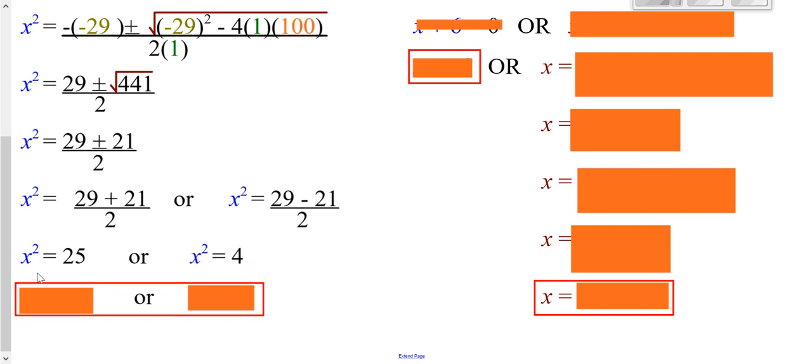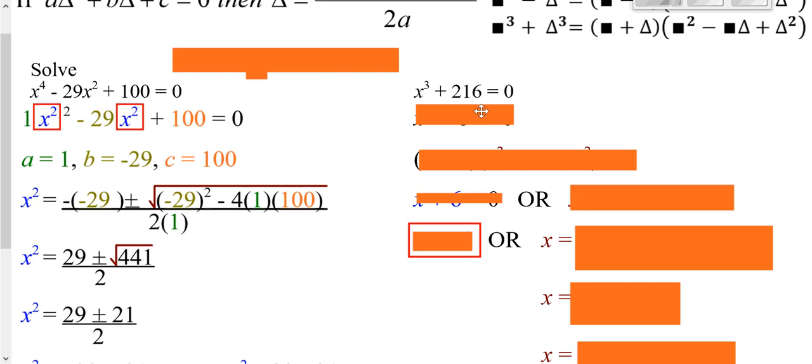Then we could finish getting x by itself. This is where if you didn't go x squared equals, you probably would have stopped with a 25 or a 4. Solve each one of these. Remember when you take the square root that you get plus or minus, and there would be your two answers.